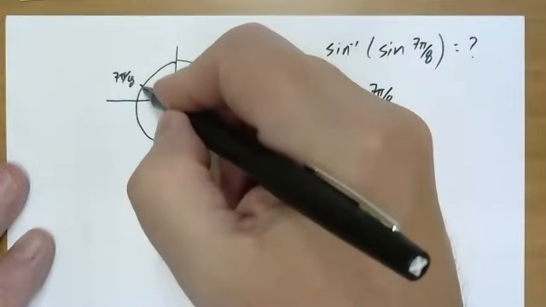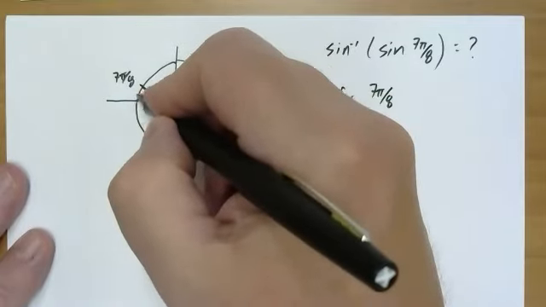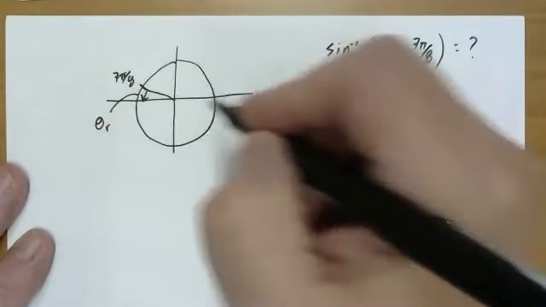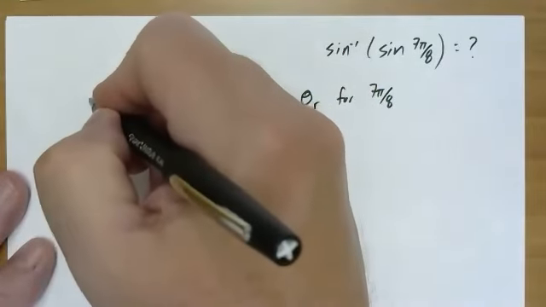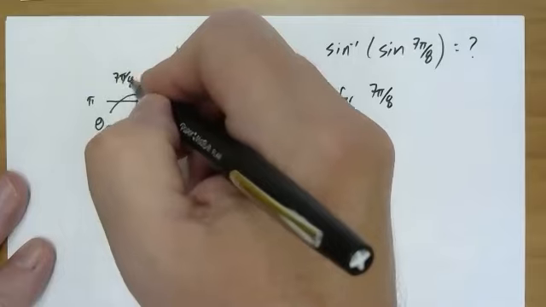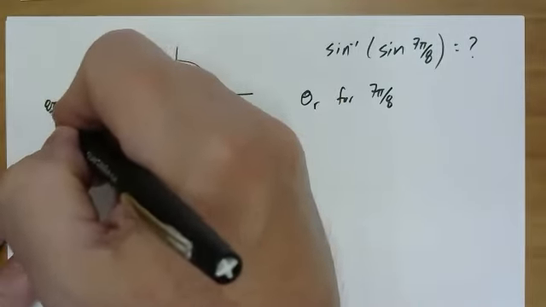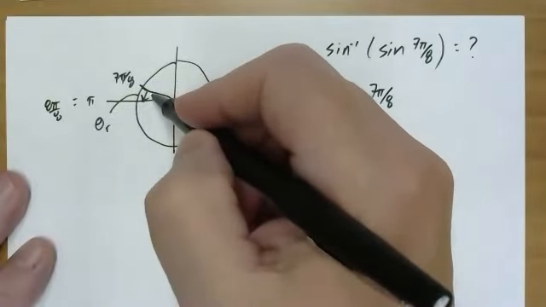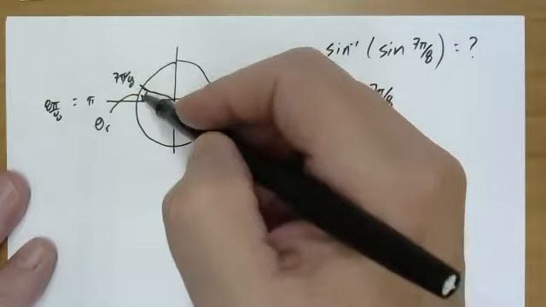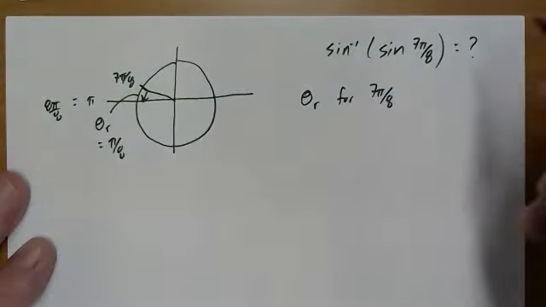And that means here's my 7 pi over 8 angle. This is the reference angle. So once again, if this angle here is pi and I convert it to a denominator of 8, I can think of this as 8 pi over 8. So if this is 8 pi over 8 and this is 7 pi over 8, it makes sense that this distance here must be pi over 8.